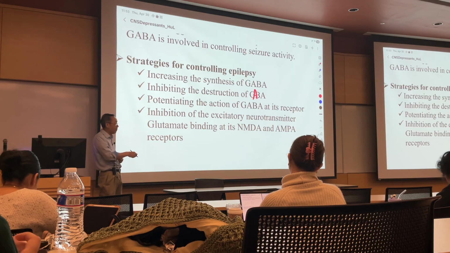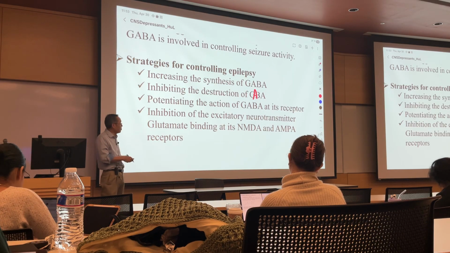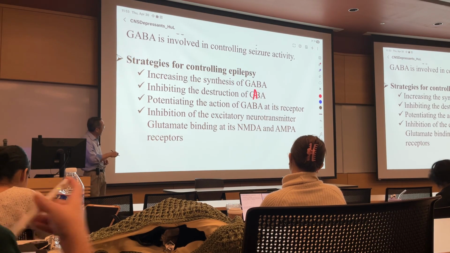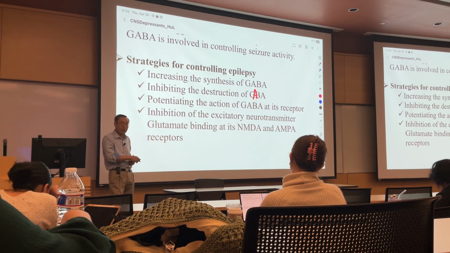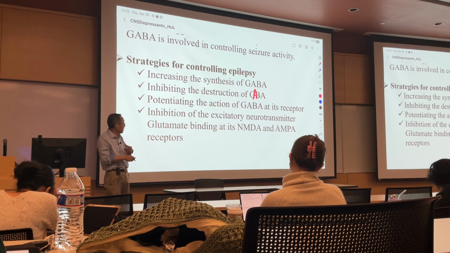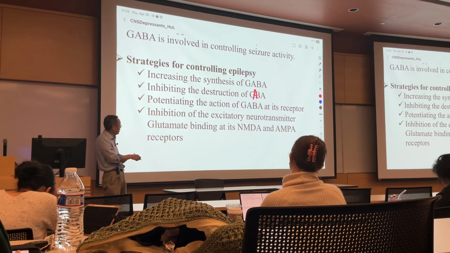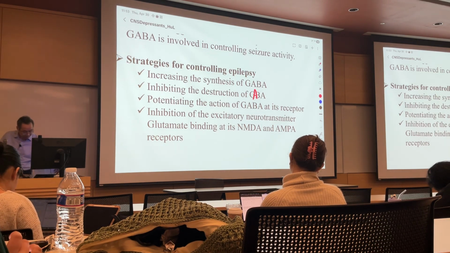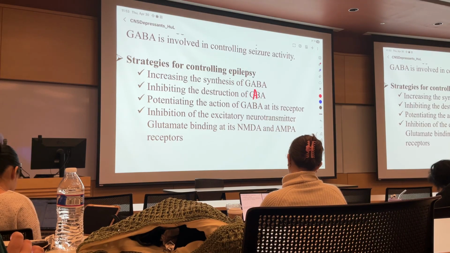So you'll see some of the benzodiazepines and also some of the drugs that mimic the actions of barbiturates. And then you can inhibit the excitatory neurotransmitter, that's the glutamate receptor. That means glutamate binding to its NMDA or AMPA receptors, and you can use antagonists at these receptors so the CNS excitation can be reduced. So these are the strategies for controlling seizures.